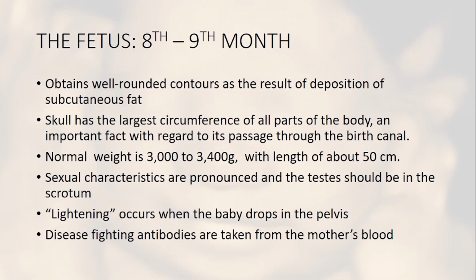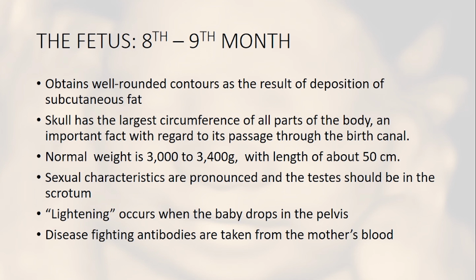The 8th to 9th months, they are well rounded now because of deposition of subcutaneous fat. The skull is the largest circumference of the body, and that's the reason why it's important in deciding its passage through the birth canal. The weight about this time is about 3 to 4 kilograms, and they have a length of about 50 centimeters.